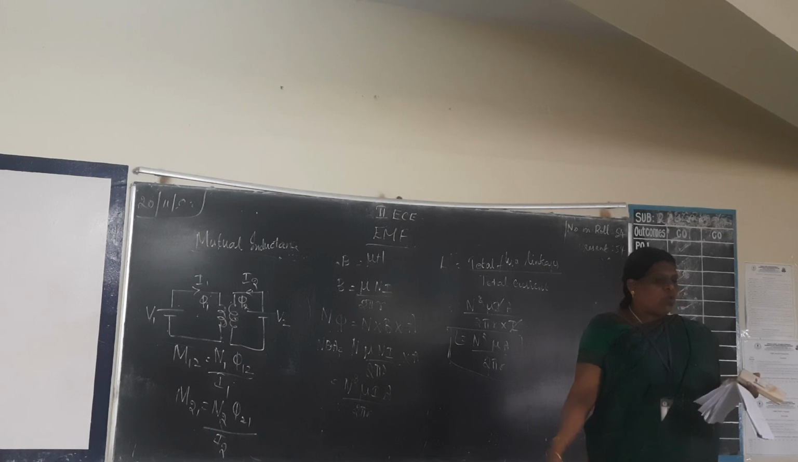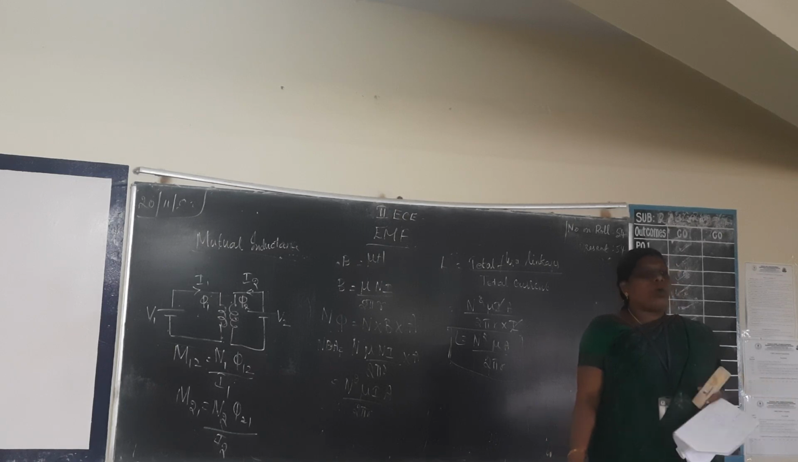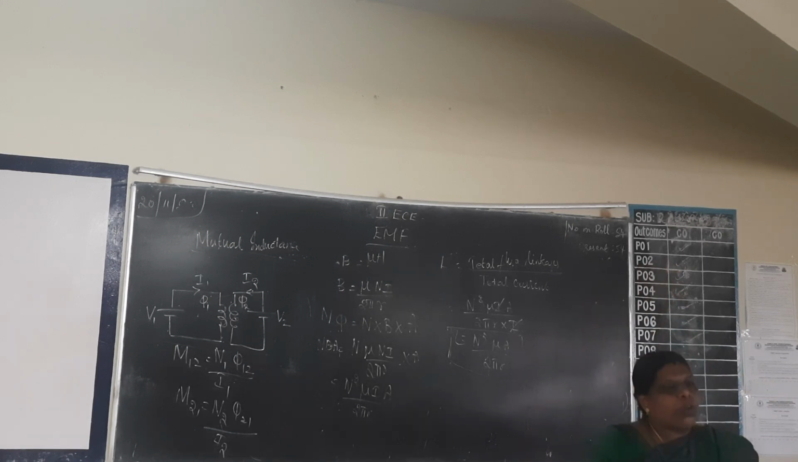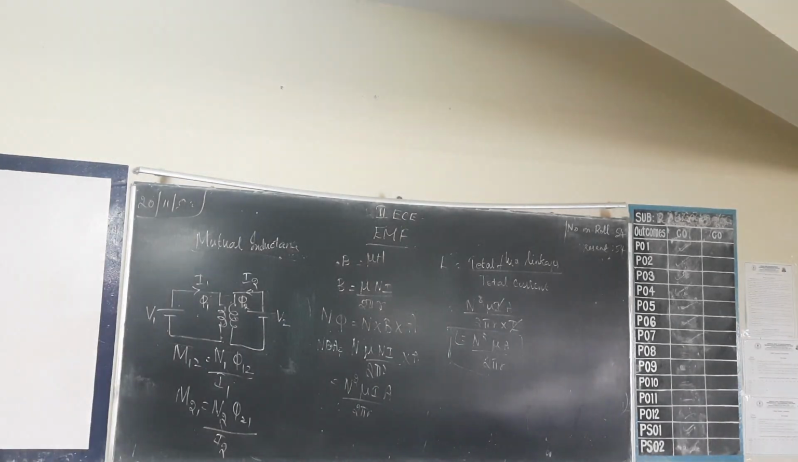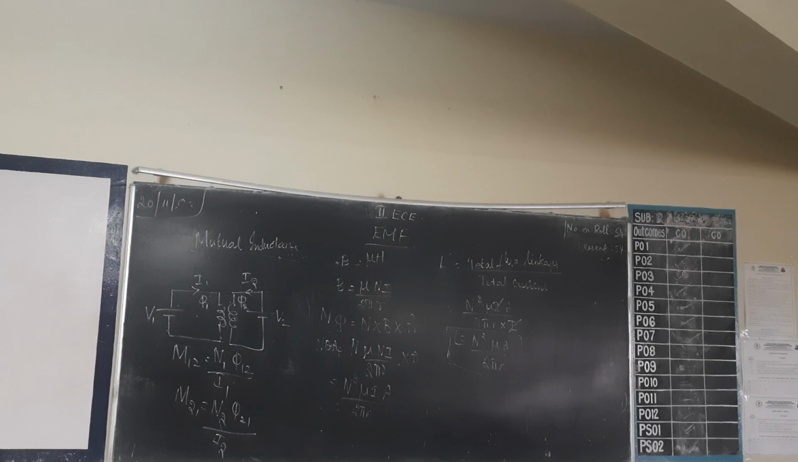And normally this mutual inductance M12 will be equal to M21. M12 will be equal to M21. Then the same amount of current is flowing in both the coils.